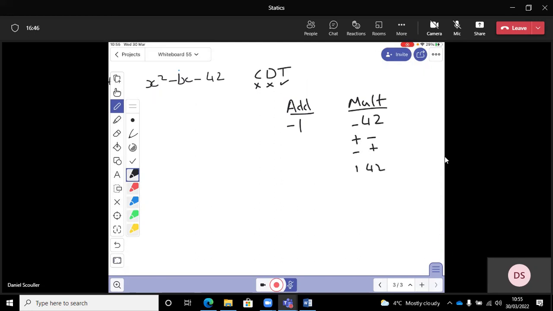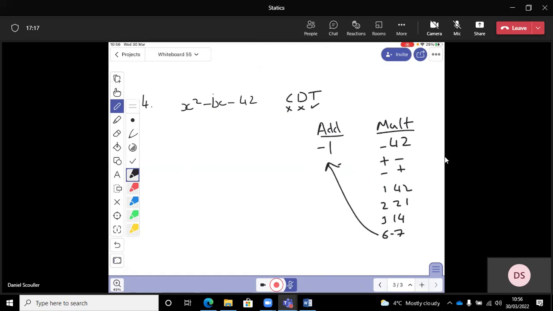1 and 42 would be a factor, 2 and 21, 3 and 14. Okay, and then 6 and 7. 6 times 7 equals 42. Now we need to get a negative, and we need to end up with negative 1. So we're going to have a negative 7. So 6 minus 7 is going to give us a negative 1. So that's our factors.